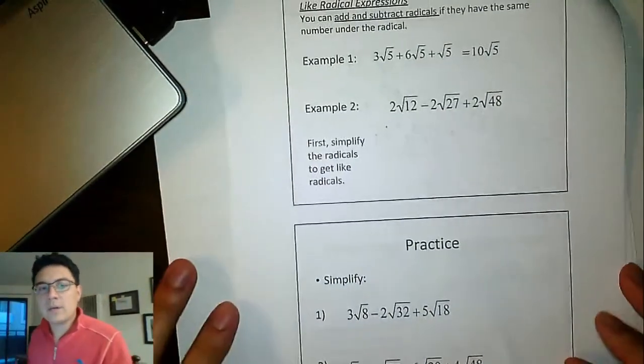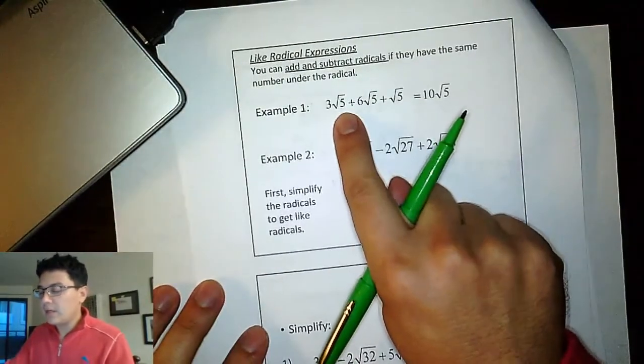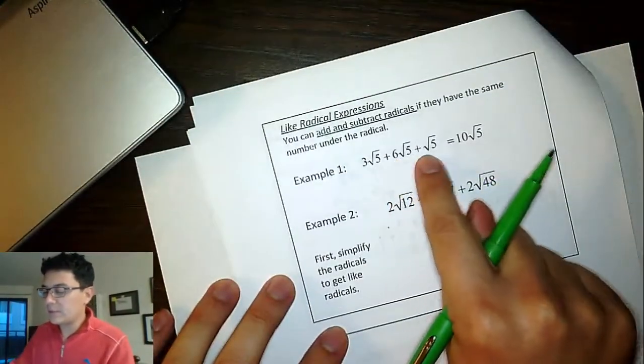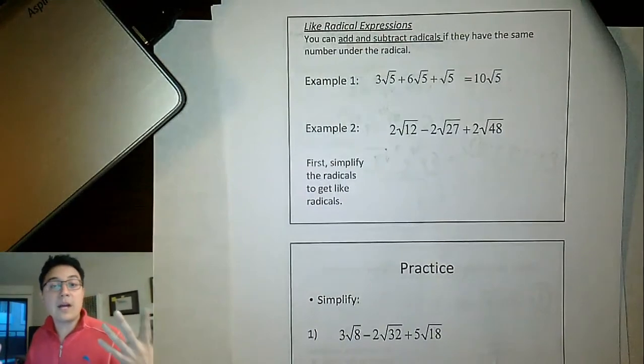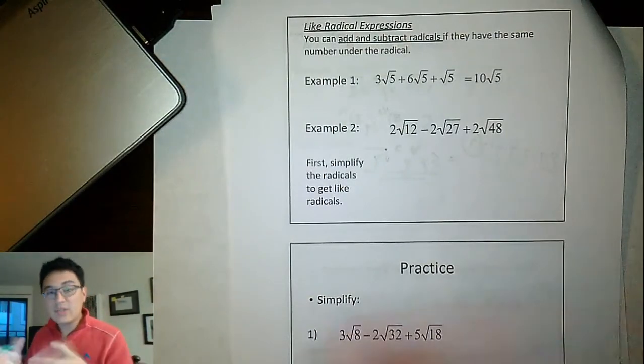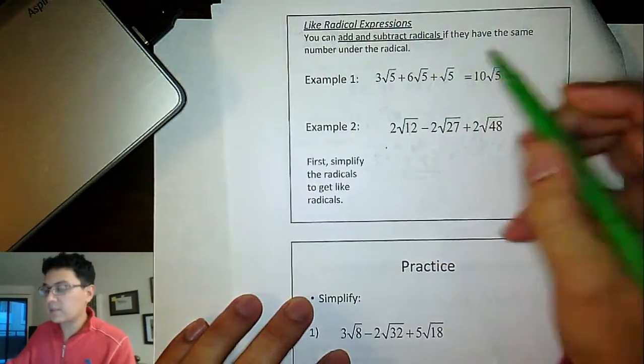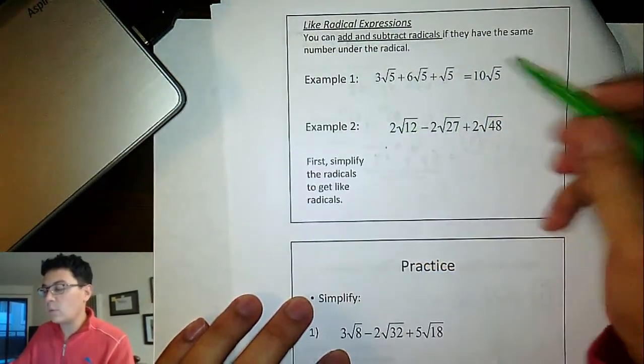All right, like radical expressions, this is the apples and oranges argument that I give you guys in class. So if I have 3 root 5 plus 6 root 5 plus root 5, these are all root 5s. They're all the same radical, so I can just add them together. This is 3 of those, this is 6 of those, and this is 1 of those. So 3 plus 6 plus 1 is 10.